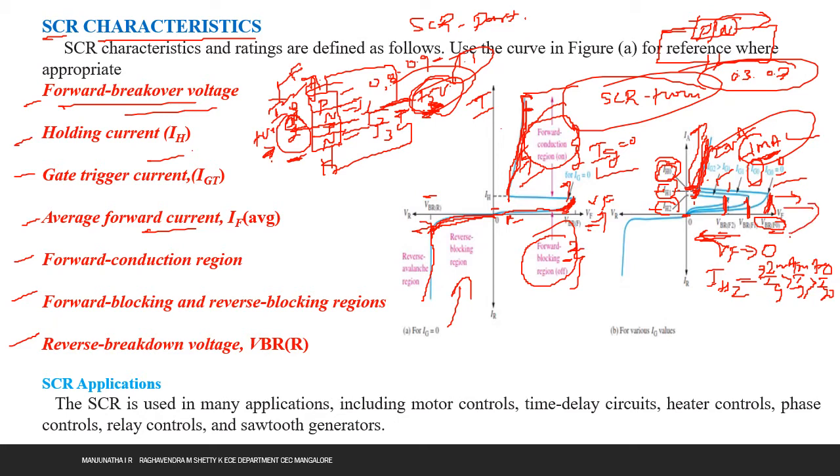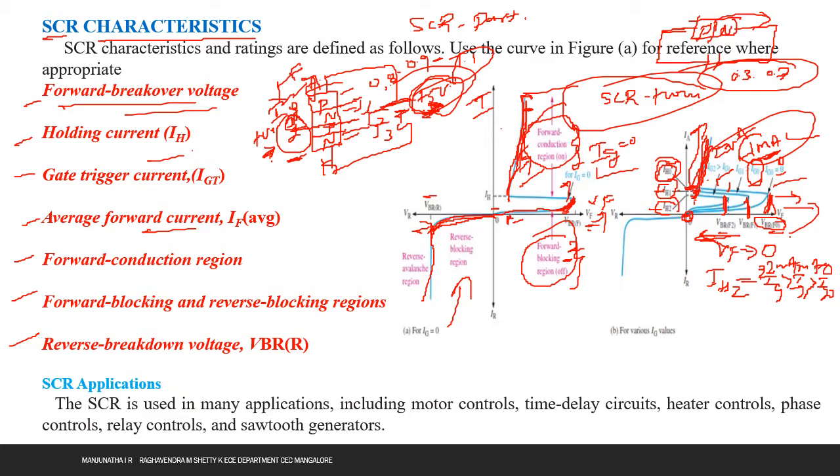After we remove the gate pulses and I start to decrease the forward voltage, up to some value of current the SCR holds, and after that it immediately gives the value as 0. The value of current from which it falls to 0 is called the holding current.